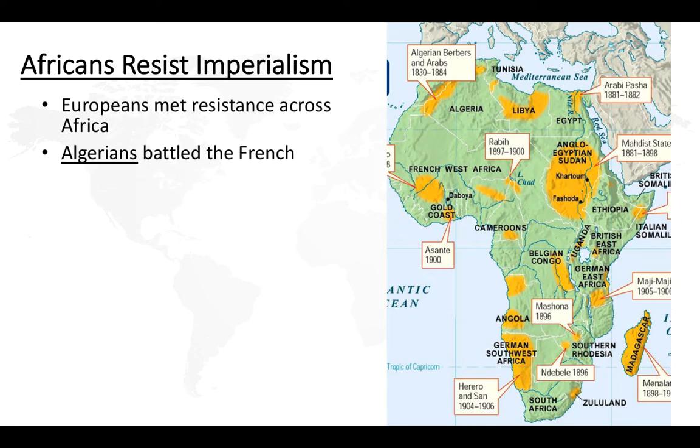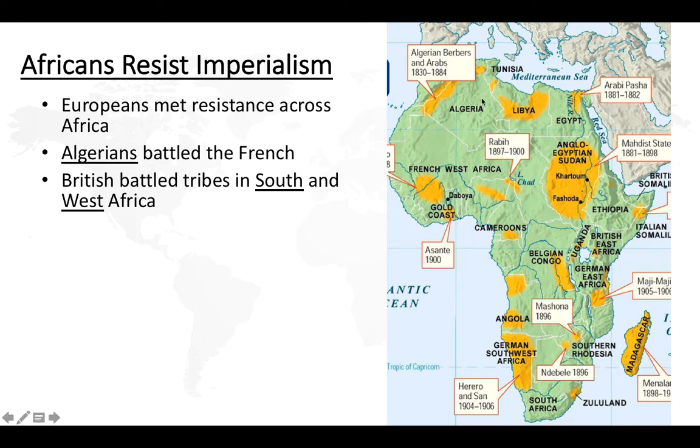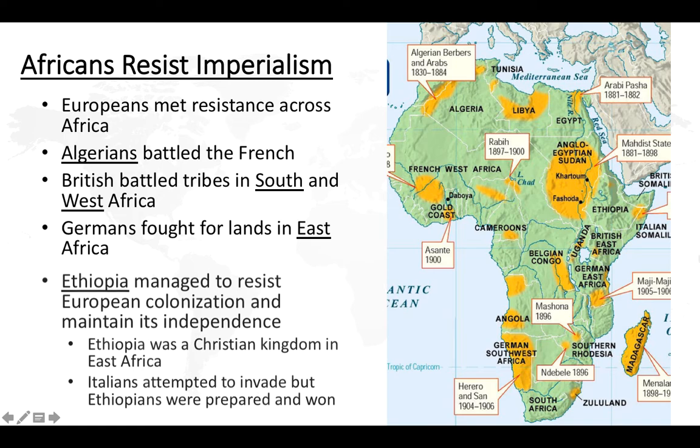Europeans are going to meet a lot of resistance across Africa. Algerians are going to battle the French. The British are going to battle groups in South and West Africa. Germans are going to fight for lands in East Africa. And they're actually going to lose. They're going to try to get regions that they're not going to be able to get control of.